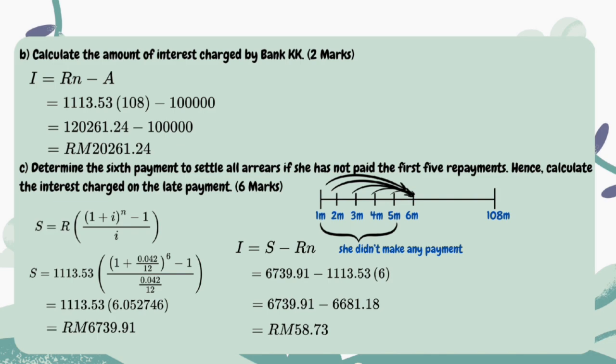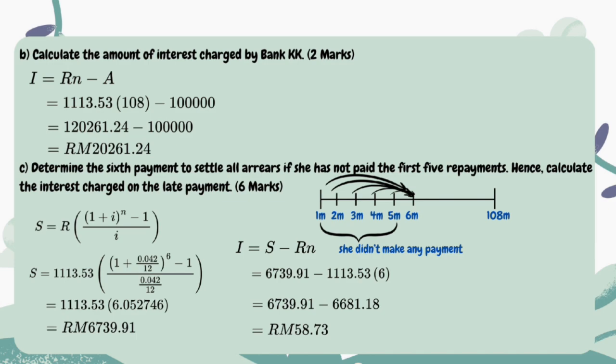C. Determine the sixth payment to settle all arrears if she has not paid the first 5 repayments. Hence, calculate the interest charge on the late payment. So the first thing that we should do is write the formula, which is S equals R times the fraction open bracket 1 plus i close bracket to the power of n minus 1 divided by i.